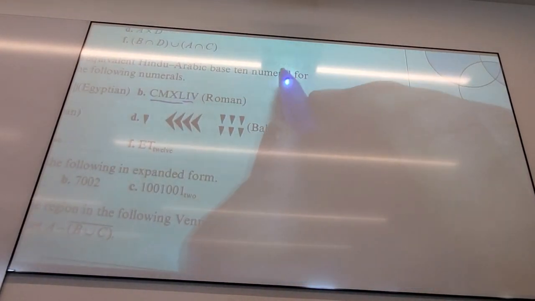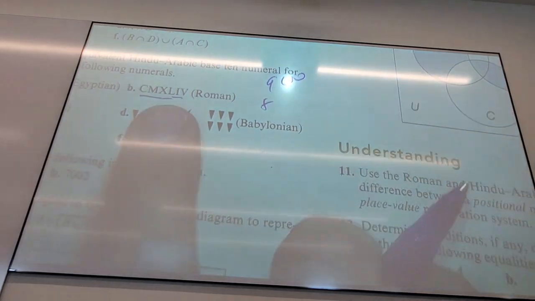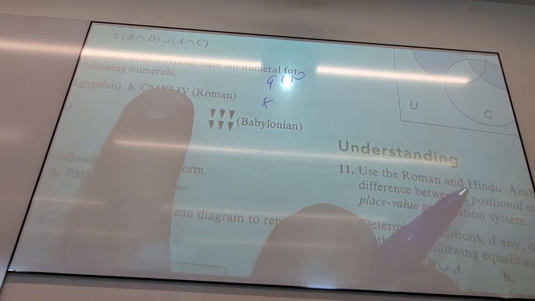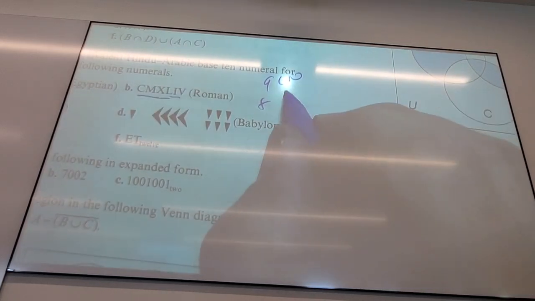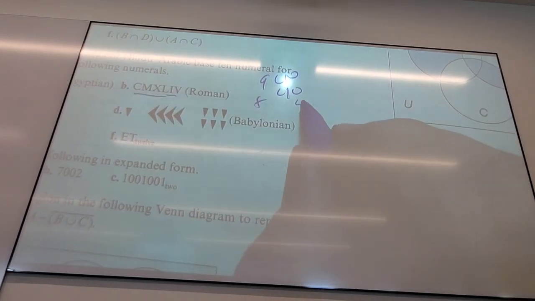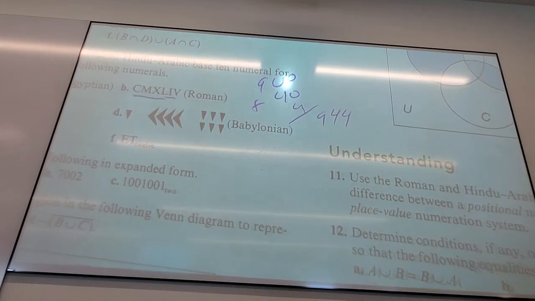900. And then what is XL? Yeah, 50 minus 10. And of course IV, we just know. So I get 944, is that cool?